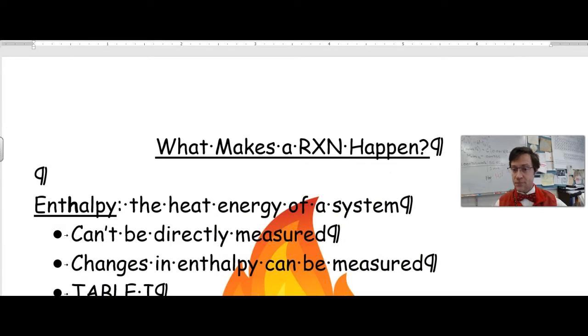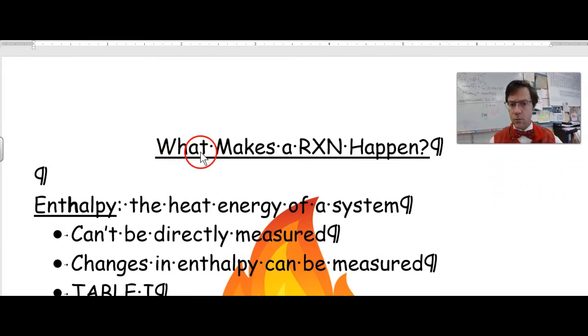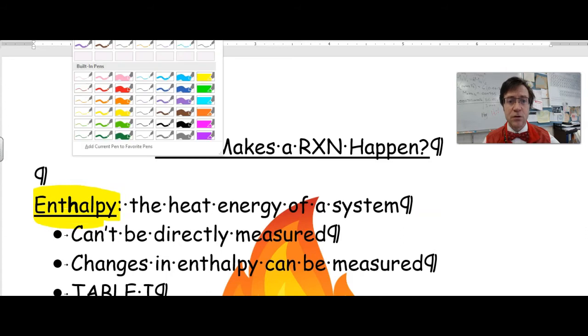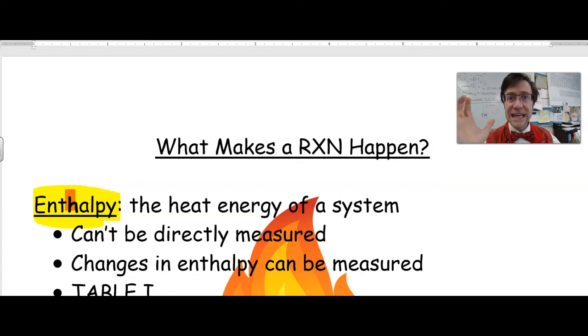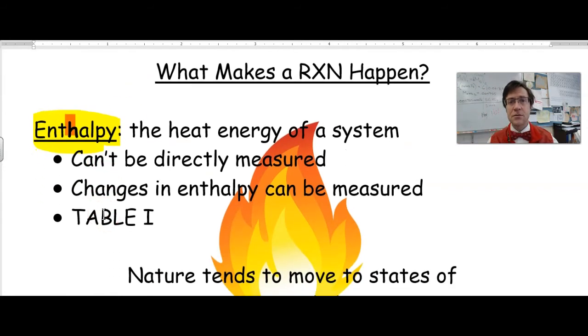So the first thing I want us to look at, what makes a reaction happen, the reasons why, is this guy, enthalpy. I put that H in bold, right? The reason I did that is because enthalpy is also called heat energy. Remember that enthalpy, delta H, is the difference between reactants and products. Well, enthalpy is also defined as the heat energy of a system, or how much energy is contained in a sample.